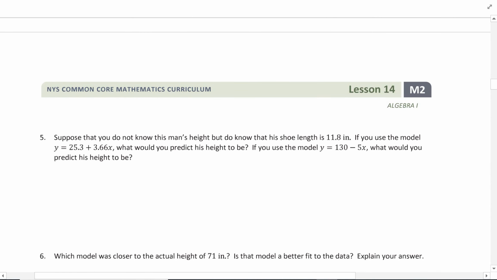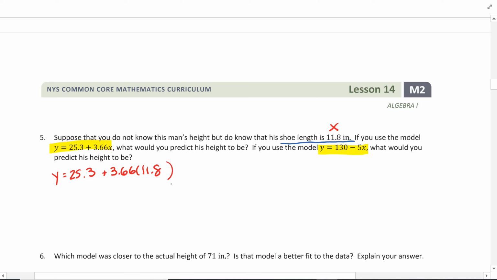Number 5. Suppose that you do not know this man's height, but you do know his shoe length. If you use the model, what would you predict his height to be? If you use the other model, what would you predict his height to be? Now, we already have our two models, and we've already discussed why the first one fits better than the second one. So, I'm still going to go through the process of what it looks like using the second one, but you'll see quickly why it doesn't work out. So, again, our shoe length is 11.8, which is x. So, y equals 25.3 plus 3.66 times 11.8.